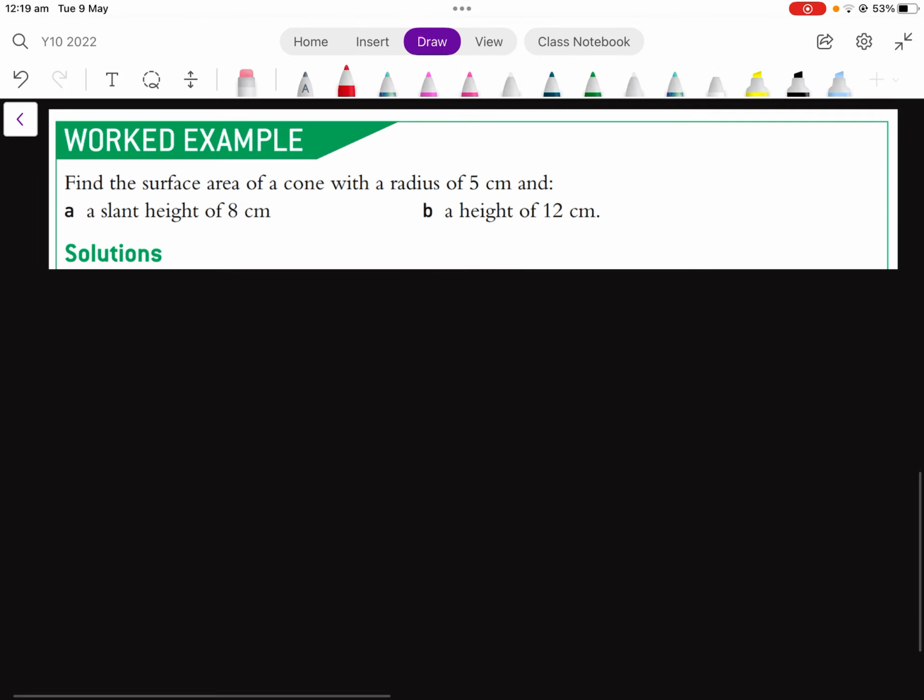There are two examples here. A slant height L is 8 centimeters, and we are expected to find the surface area of a cone with a radius of 5. So r is equal to 5 centimeters. The surface area of the cone is equal to pi RL plus pi r square. Now pi, r is 5, into L is 8, plus pi, radius is 5 square. You will get this in centimeters square. Use your calculator please and find this answer.